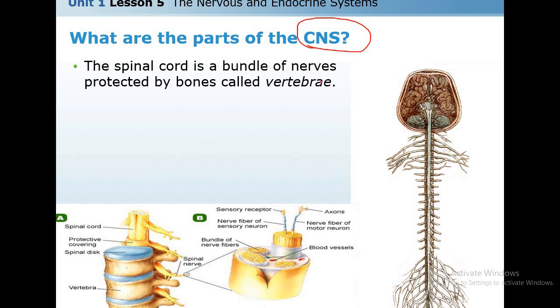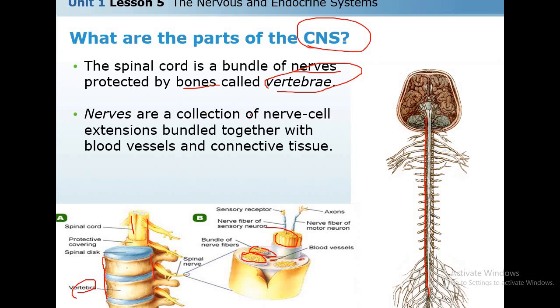The spinal cord is a bundle of nerves protected by bones called vertebrae. So this is the spinal cord. It's just a bundle of nerves. Look, this is a bundle. This bundle of nerves is protected by bones called vertebrae.